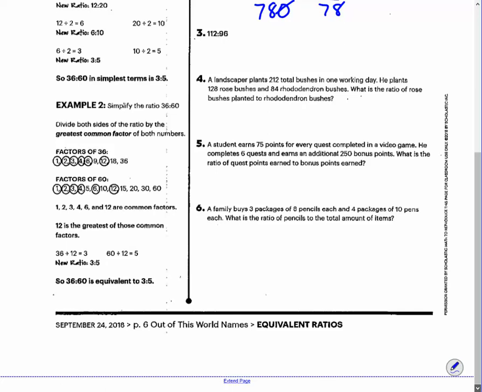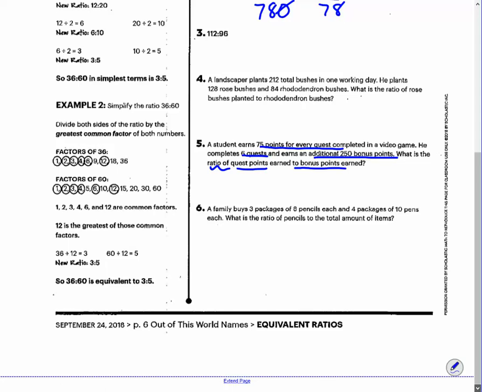It says a student earns 75 points for every quest completed in a video game. He completes 6 quests, I think that says 6, I hope it says 6, and earns an additional 250 bonus points. What is the ratio of quest points to bonus points? So first of all, you've got to figure out how many total quest points he got, because it's 75 for every quest and he's done 6, or she.